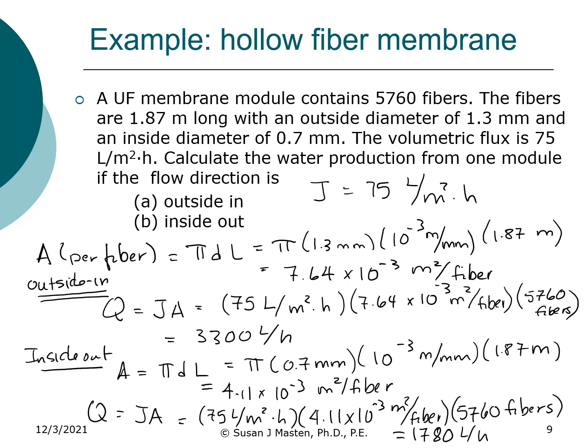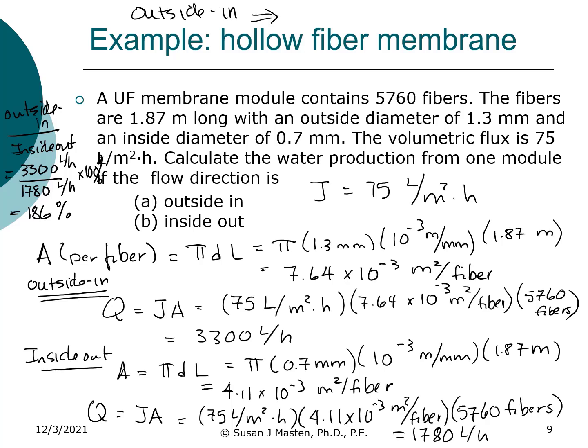Okay. So I'm going to write it up on the top since I'm running out of space here. But if we're looking at the difference between the outside-in versus the inside-out, that is equal to 3,300 liters per hour divided by the 1,780 liters per hour. And if we multiply by 100%, that is equal to 186%. So what that's showing is that the outside-in membrane produces 86% more than the inside-out configuration. So it just gives you a sense of the difference in terms of configuration, whether we use an inside-out membrane or an outside-in.